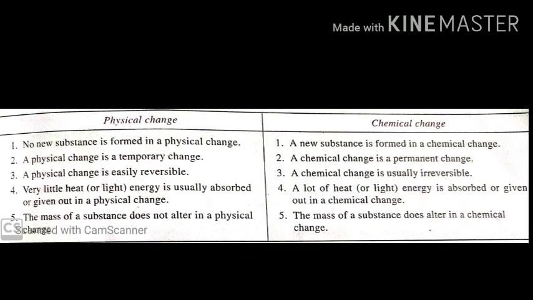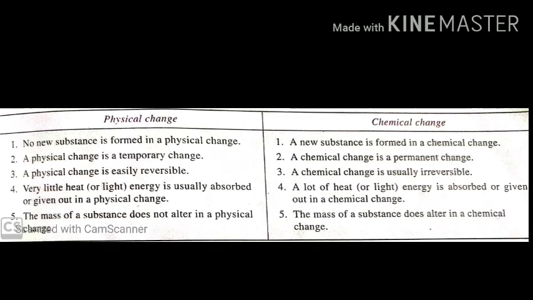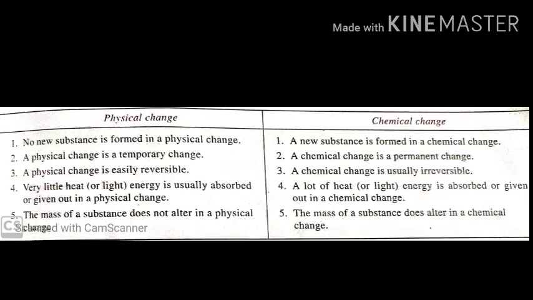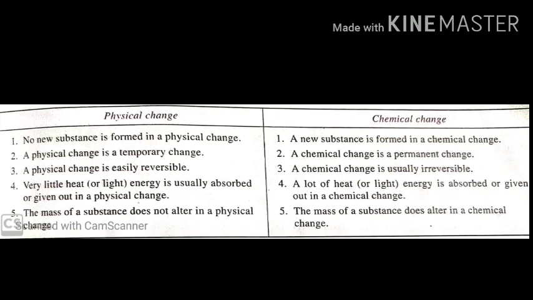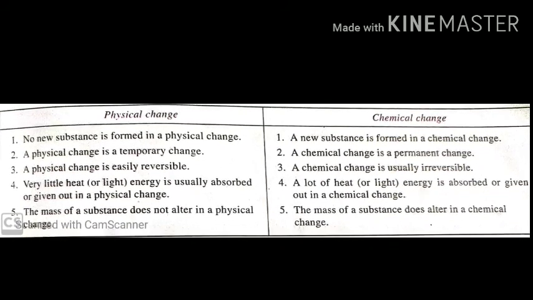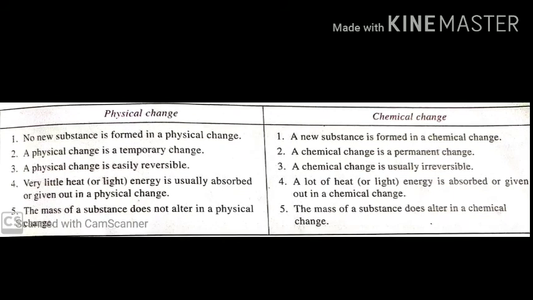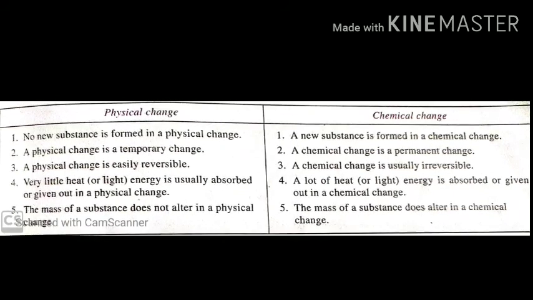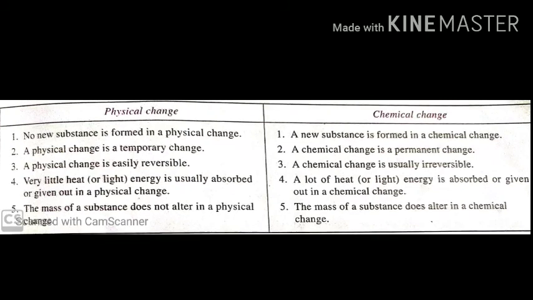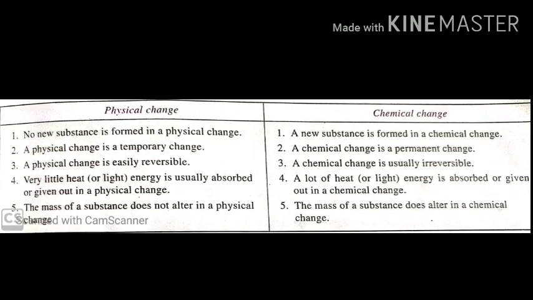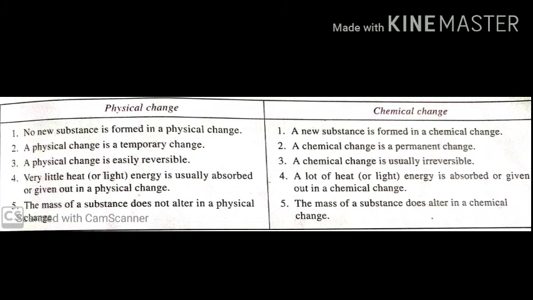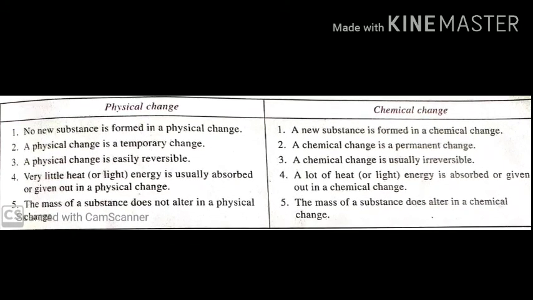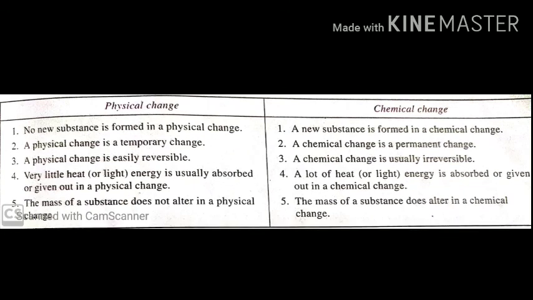Okay, now let us ponder on this slide. This shows the difference between the chemical and the physical change. Physical change, as you can see, no new substance is formed. A new substance is formed in the case of chemical change. It is a temporary change. The other one is a permanent change. A physical change is easily reversible. A chemical change is usually irreversible. Very little heat or light is usually absorbed or given out. A lot of heat and light is absorbed and given out.